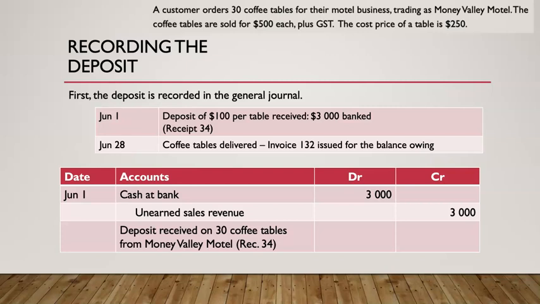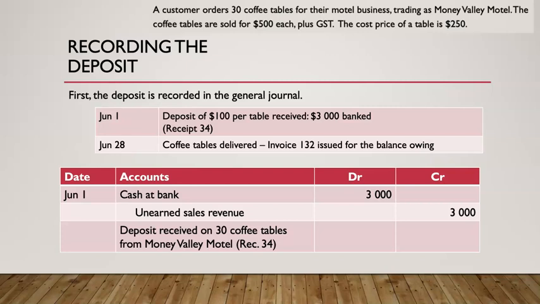This is your general ledger name. It is sales revenue that has been unearned. We can't call this revenue yet. We haven't earned it because we haven't given the coffee tables yet. We don't have revenue, we have a liability going up. And the liability going up is unearned sales revenue, liabilities going up are credits.